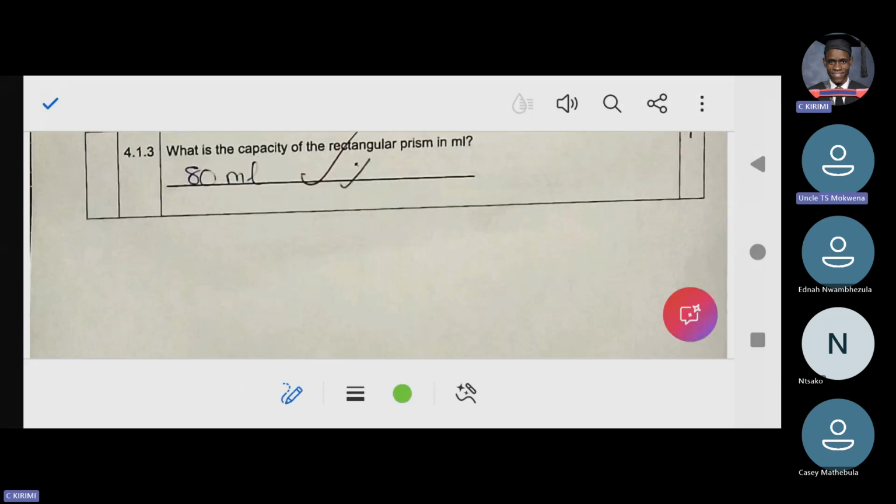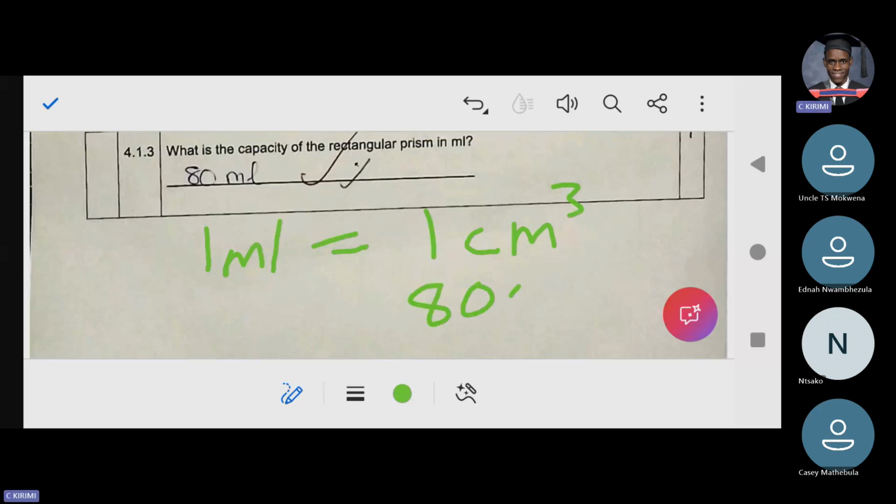You use that conversion that we gave you. 1 milliliter is equal to 1 cubic centimeter. So if here I have 80 cubic centimeters as my capacity, the maximum a container can hold, that is the capacity. So here you just change it to 80 milliliters, because they are equal.